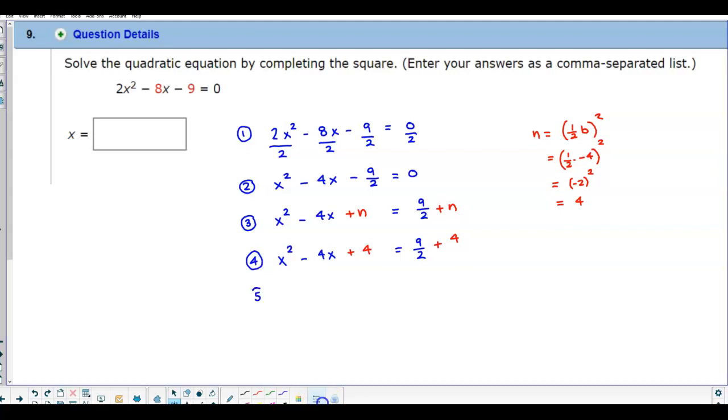Now, in step number 5, we're going to factor x squared minus 4x plus 4, and keep in mind, what did we have to square to get positive 4? Well, it was minus 2. So it's going to be x minus 2 squared.